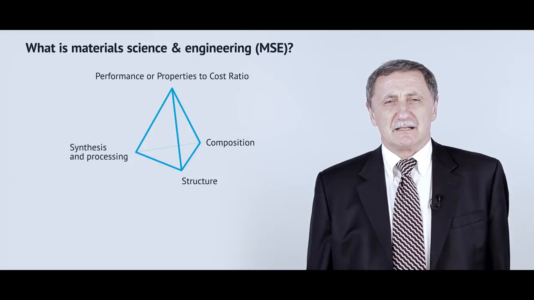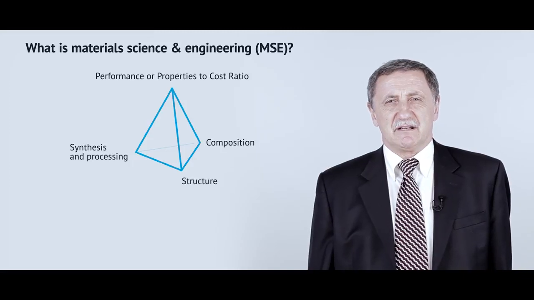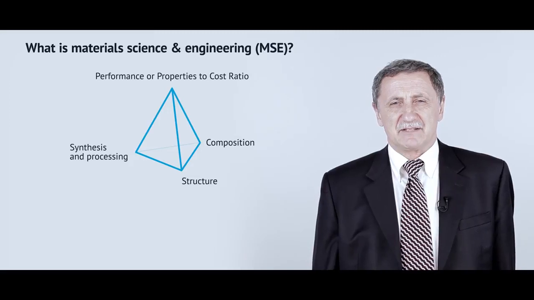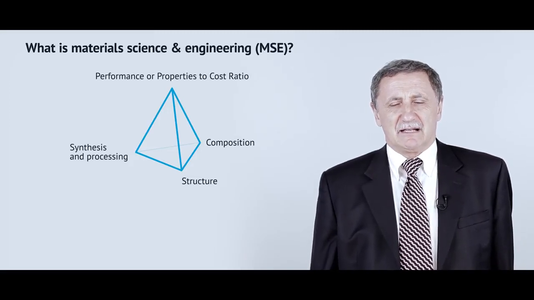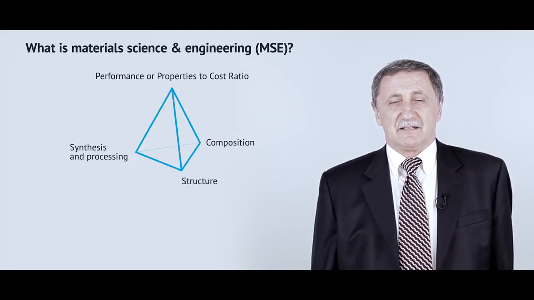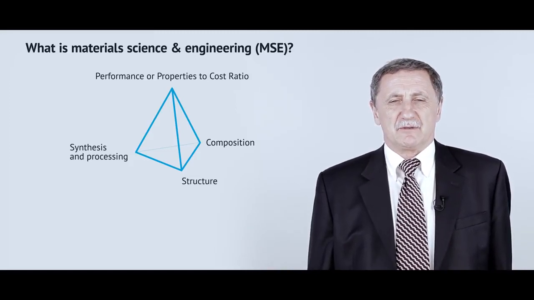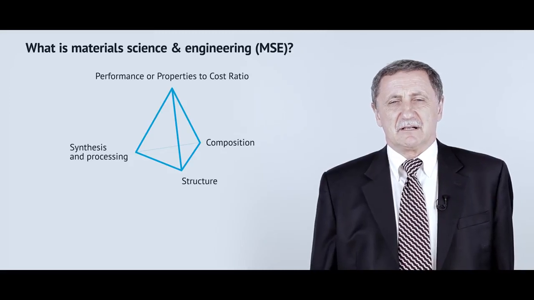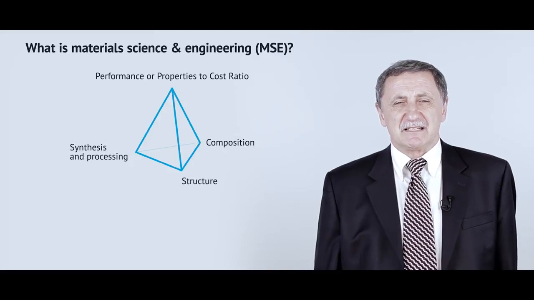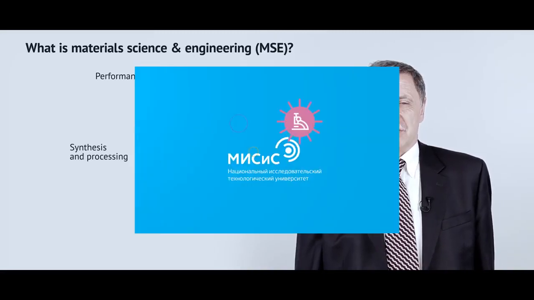So first of all, let us discuss what we are talking about. What is material science and engineering, or by abbreviation MSE? Immediately let us discuss this very famous tetrahedron, which consists of different elements. You can see that on one hand we will talk, of course, about materials, about material composition, their structure, and of course different processing approaches which allow you to obtain this structure and composition.